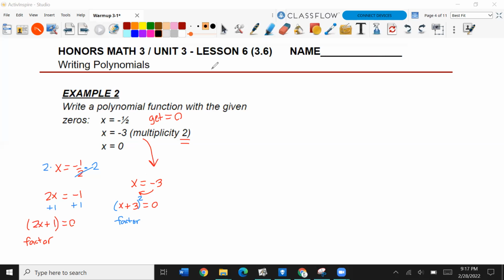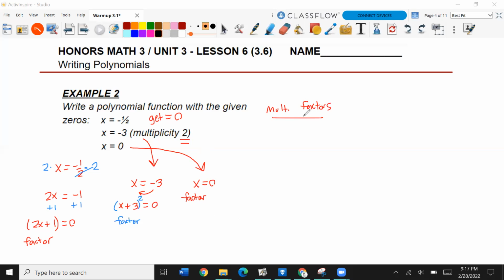And then finally, I have x equals 0. Now, those are the easiest ones because it's just x, right? x equals 0. There's nothing to solve for. It is your factor. You can put parentheses around it, but I'm just going to write factor there for x. And now our task here is to multiply all these together. So we want to multiply your factors.